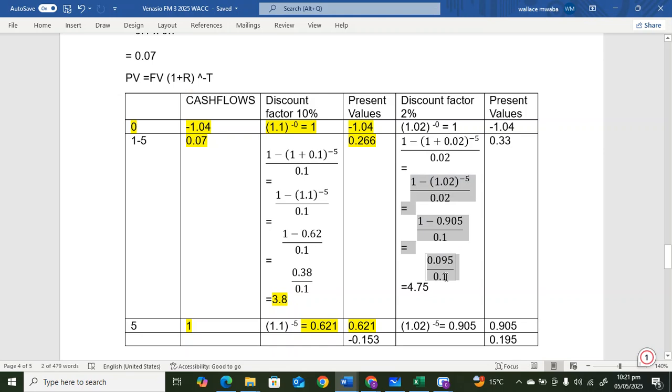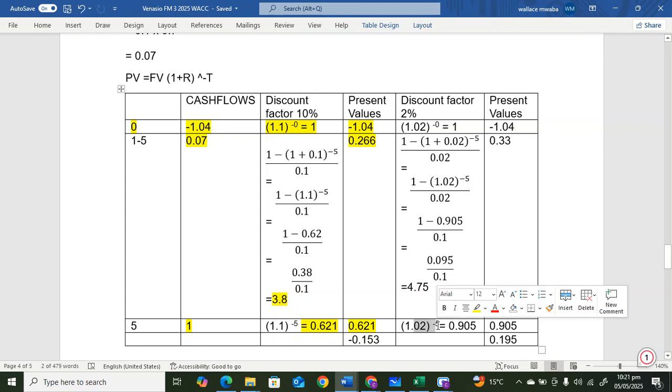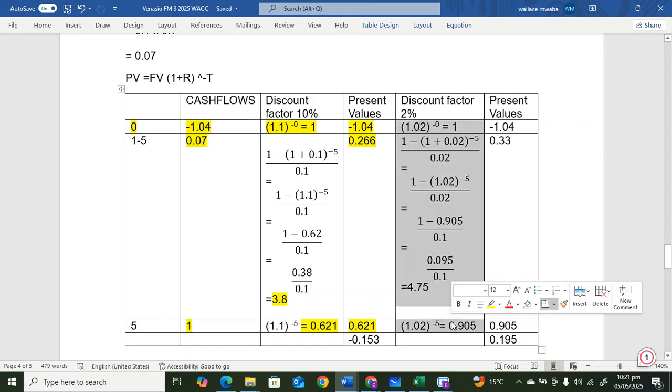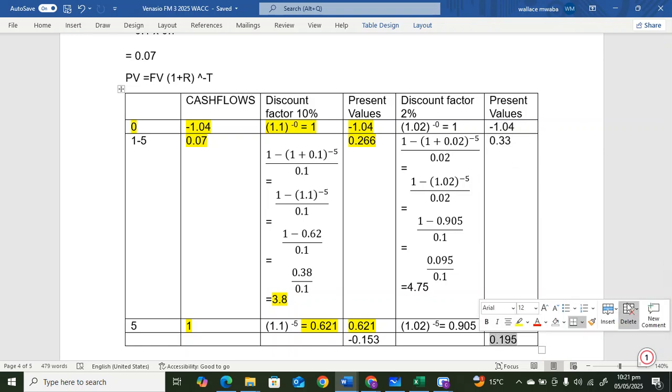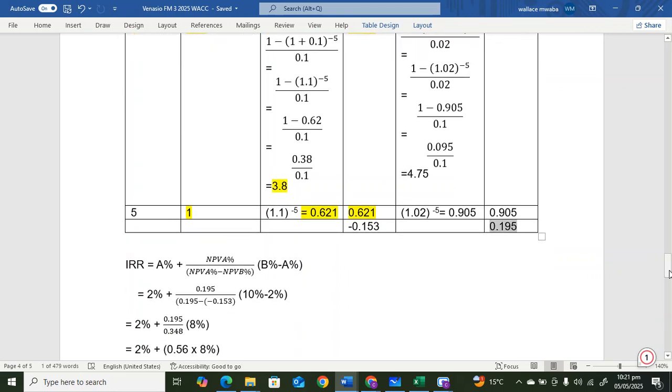So when you do these tabulations, our new discount factor is 4.75%. In year 5, 1.02 to the power negative 5 gets 0.905. And then you multiply again. Each cash flow, multiply it with the discount factors. You get your present values. When you get your present values, you add up. You've got now a positive net present value.